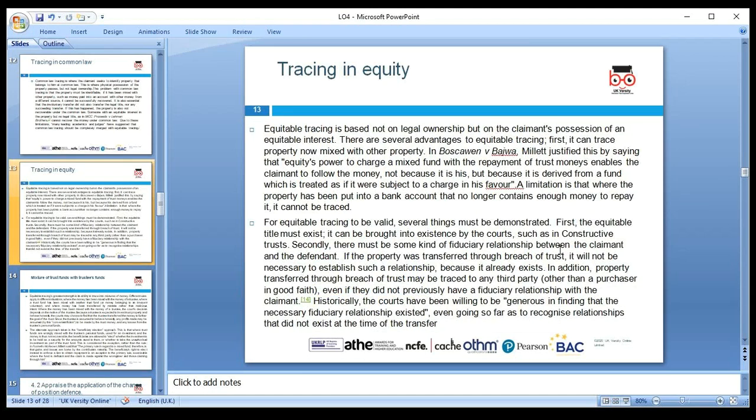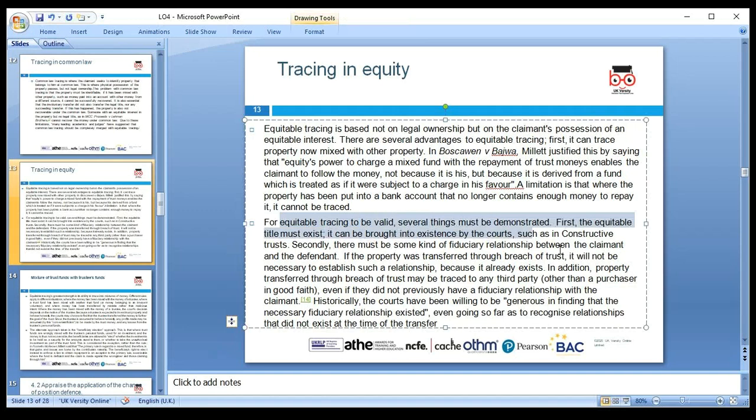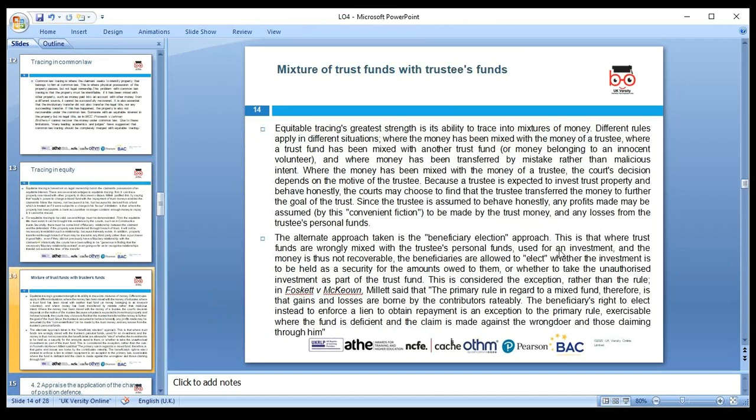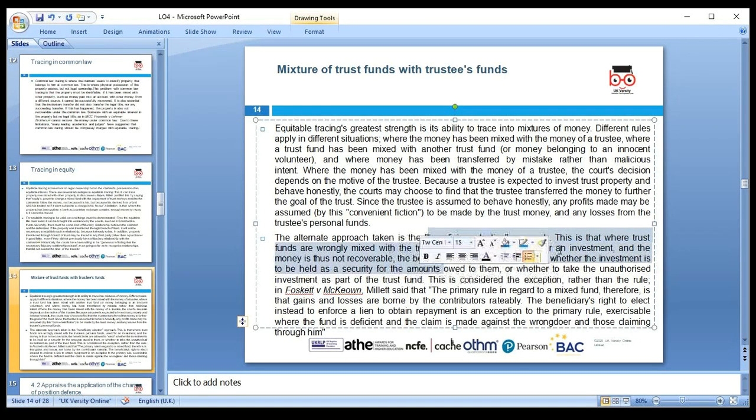Okay, guys, just make sure you read these case laws. For equitable tracing to be valid, several things must be demonstrated. There must be a fiduciary relationship, which we said earlier. Where trust funds are mixed with the trustee's funds, they need to be separated. There can be damages for it, and the beneficiary can elect an approach. If the fund is transferred wrongly, it should be given back, and this is one of the case laws.